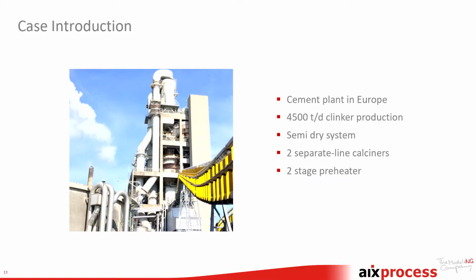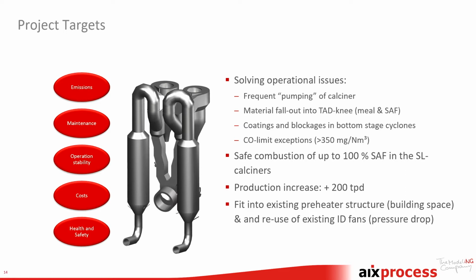So I want to show you a case which we have done in the past. It's a cement plant in Europe. Unfortunately, I can't tell you any details about it. It has a 4,500 tons per day clinker production, and it's a so-called semi-dry system. And the calciners are two-stage calciners, where this is just the end of the rotary kiln, and we'll look at the calciners, and they have some operational issues.